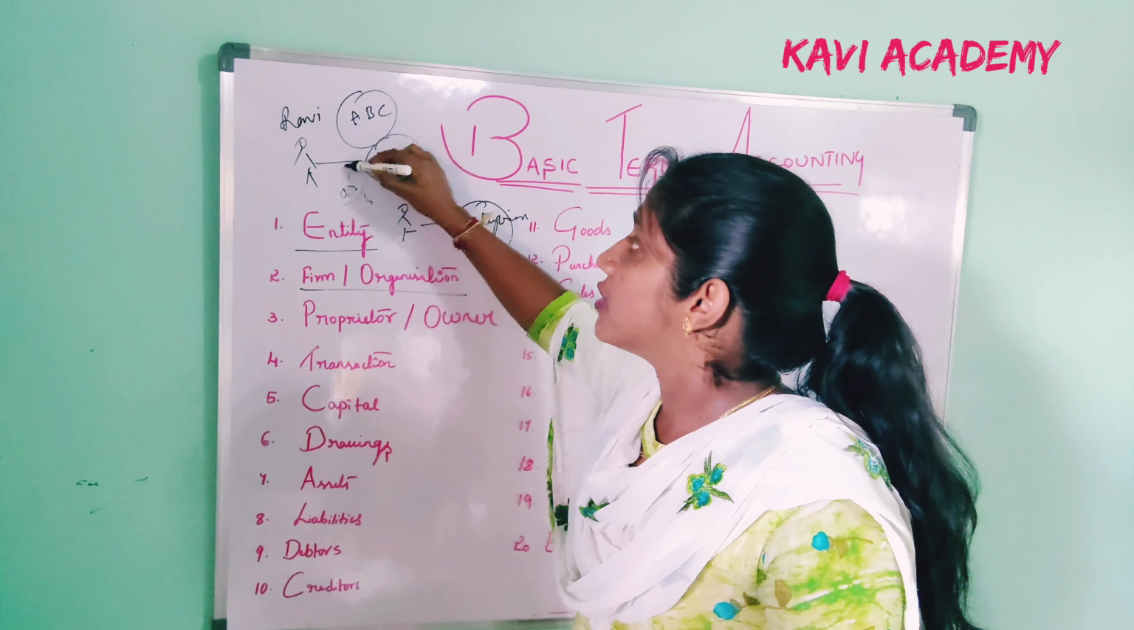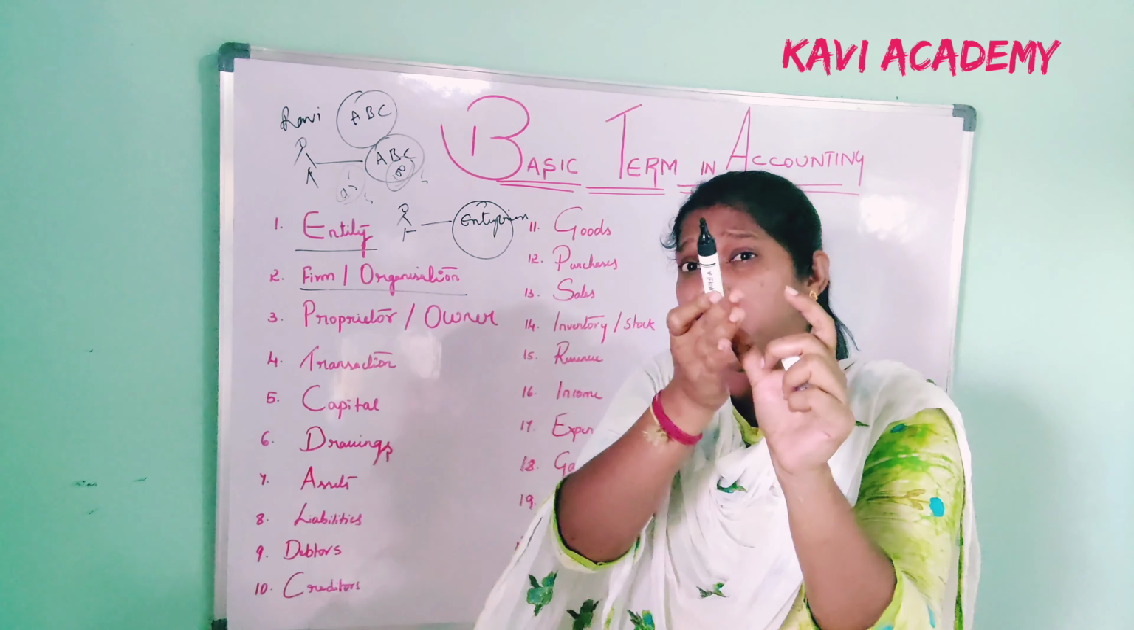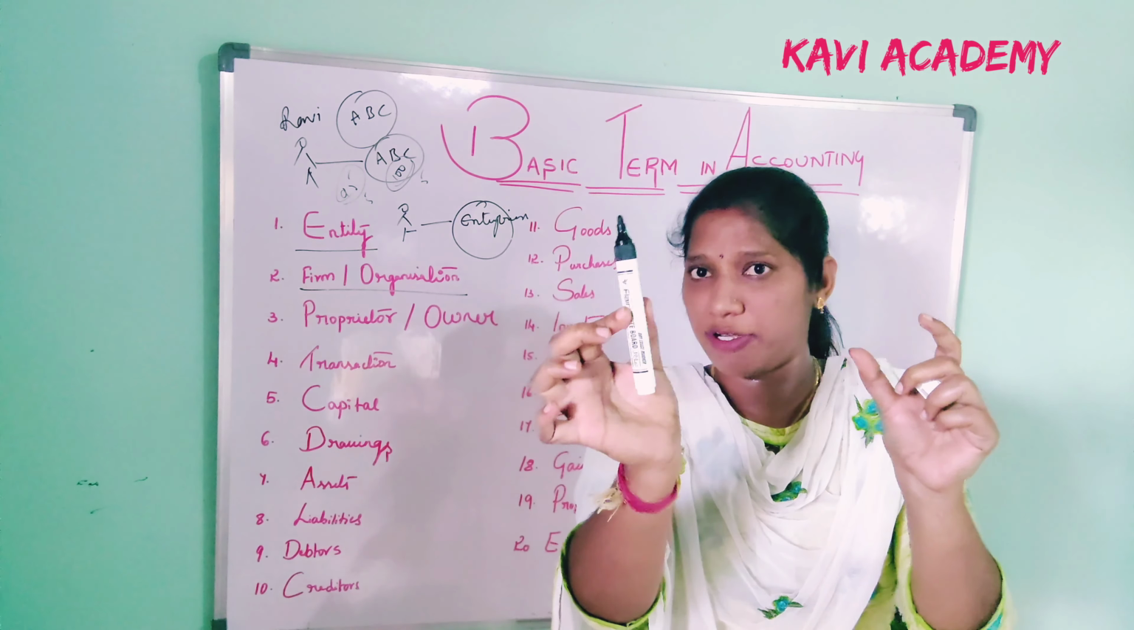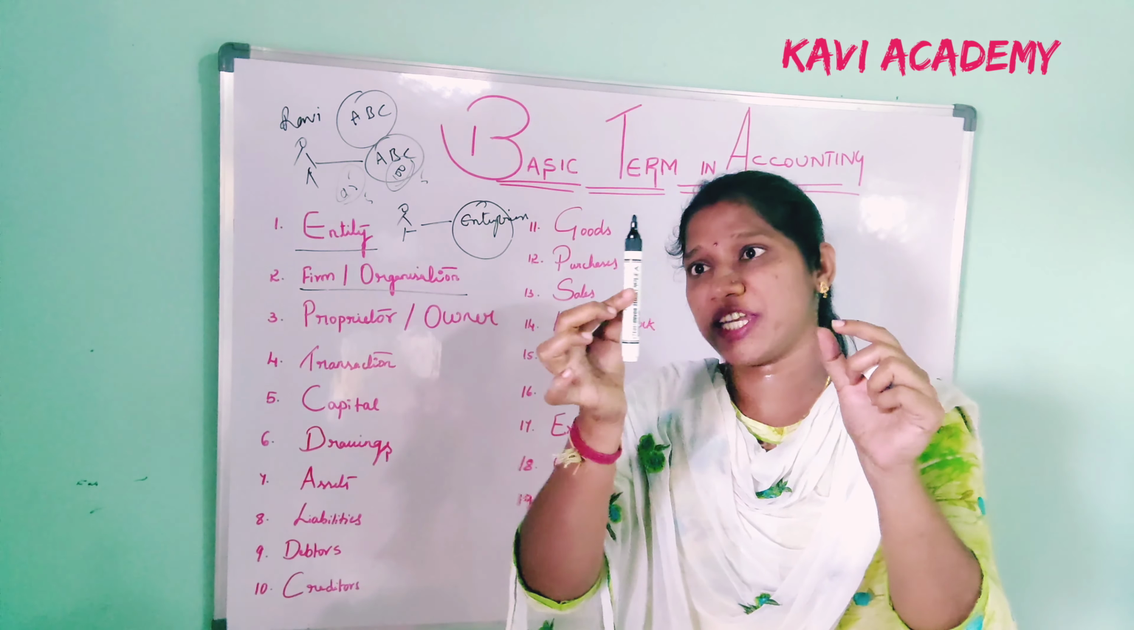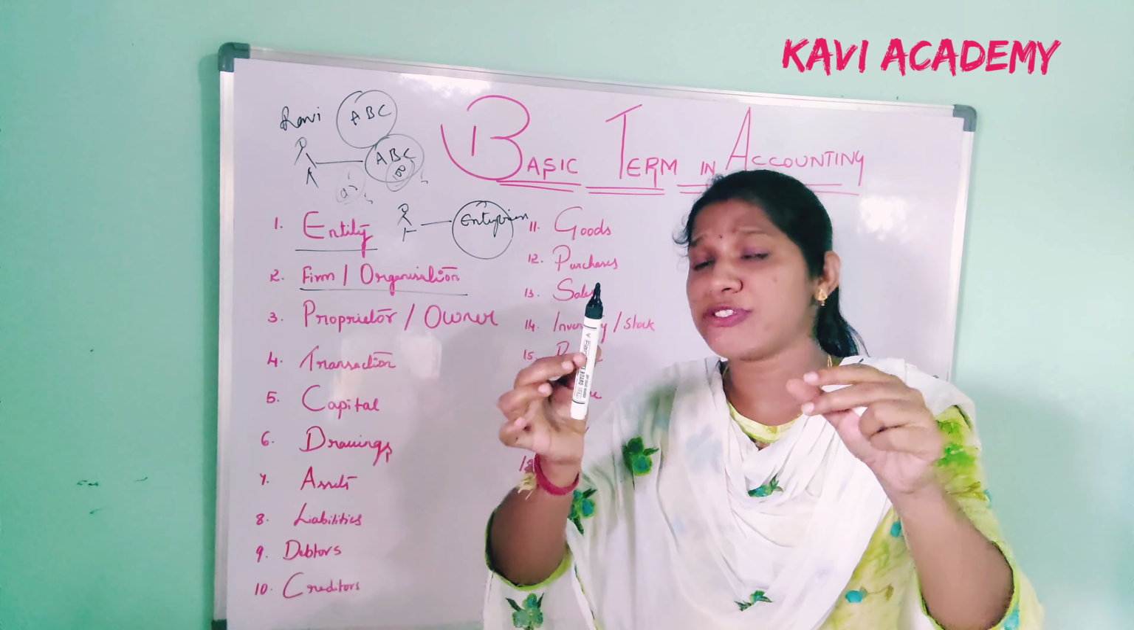Why? Because you did an event. What event did you do? You purchased the pen. So automatically you changed the financial statement. That is called a transaction. Transaction means the event is measured. How much is this pen? 5 rupees. The event is measured in terms of money.